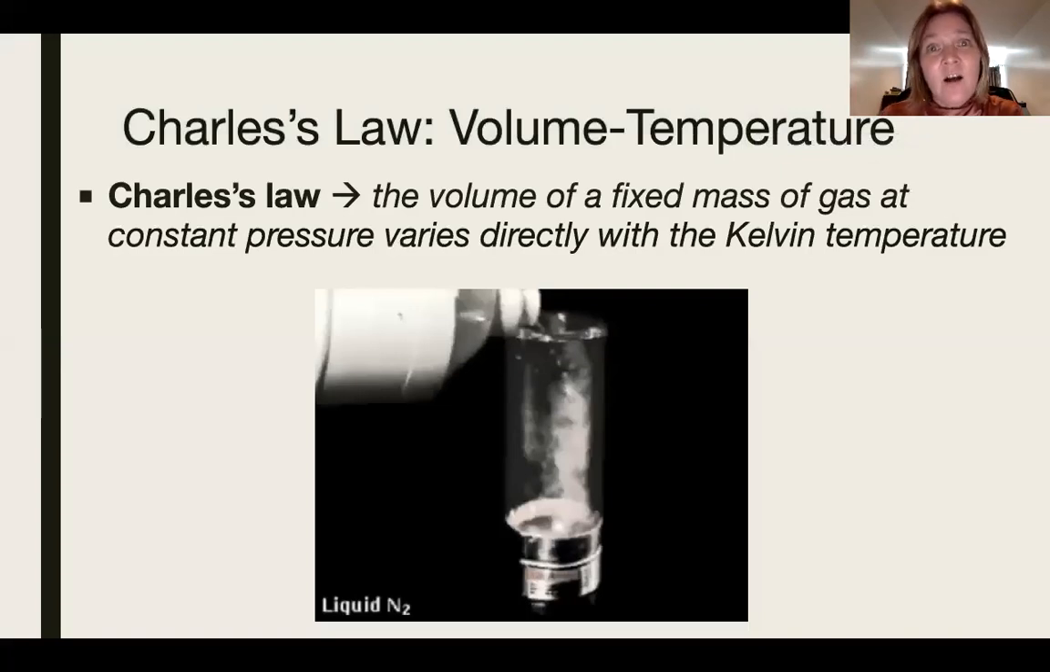The second gas law I'm going to talk about is named after Charles. This is called Charles's law, which relates volume and temperature. Charles's law says the volume of a fixed mass of gas at a constant pressure varies directly with the Kelvin temperature. Remember the three things we're looking at: volume, temperature, and pressure. If we're comparing volume and temperature, then pressure stays constant.